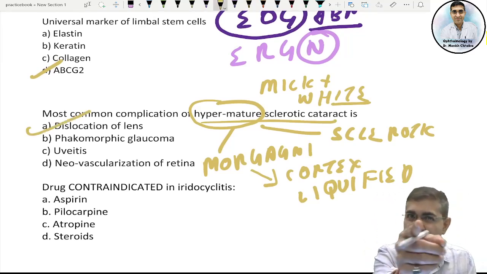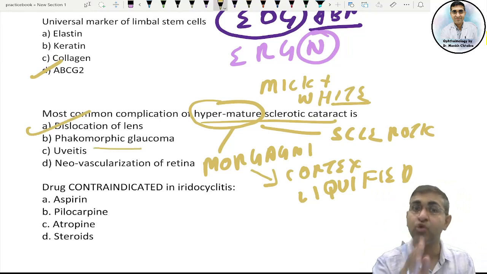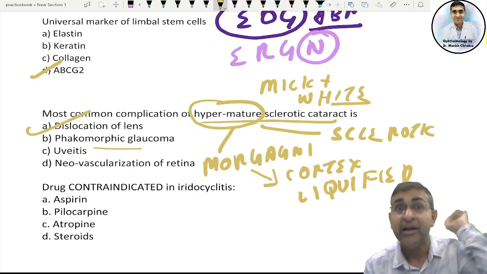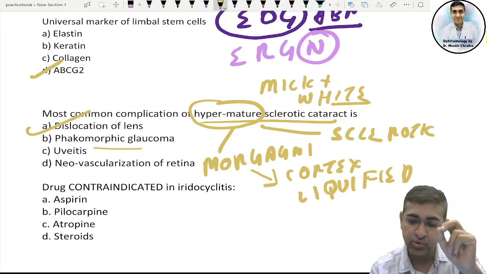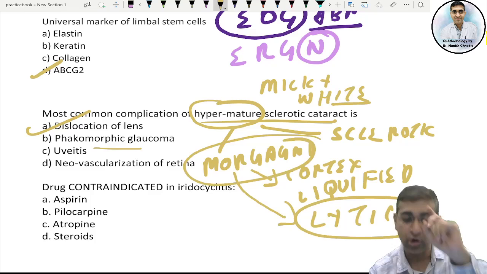Some of you may be thinking, sir, why not phacomorphic glaucoma? My dear friends, phacomorphic glaucoma is associated with mature cataract, not with hypermature cataract. With the hypermature cataract, there is association of phacolytic glaucoma, typically seen in Morgagni's type.